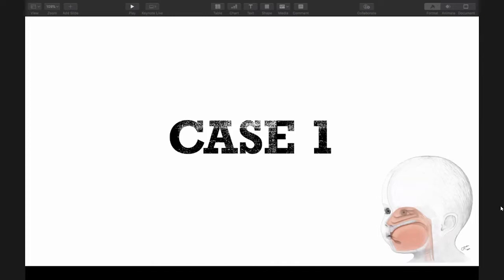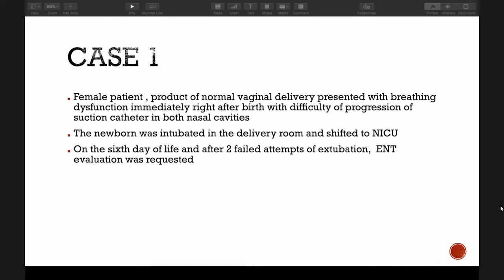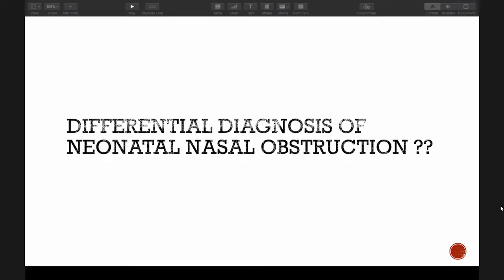So our first case, we have a female patient, sporadic, of normal vaginal delivery, presented with dysfunctional breathing immediately after nostril. The newborn was intubated and shifted to the NICU. On the 6th day of life, they tried to do extubation but failed twice. Then ENT was required for evaluation.